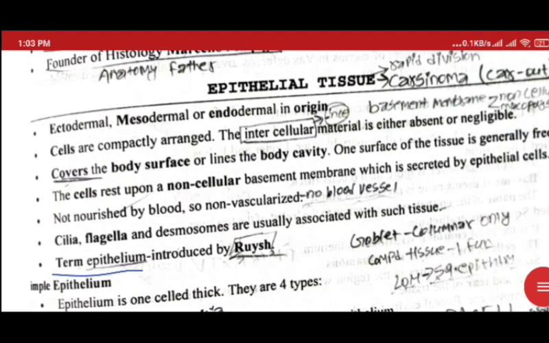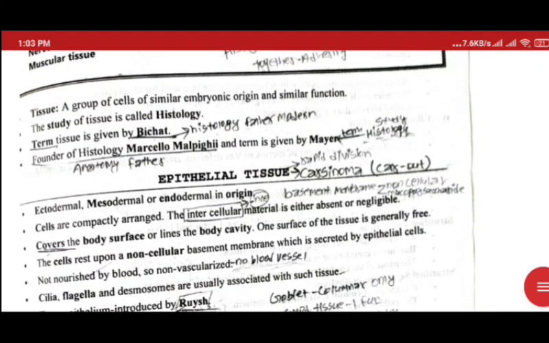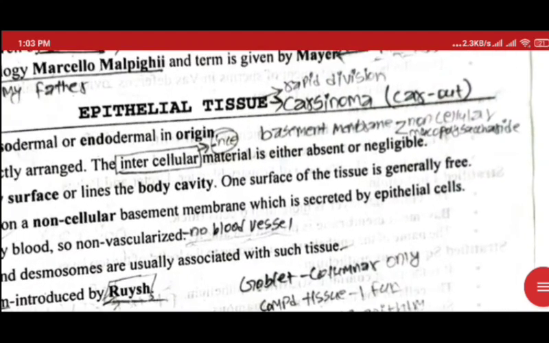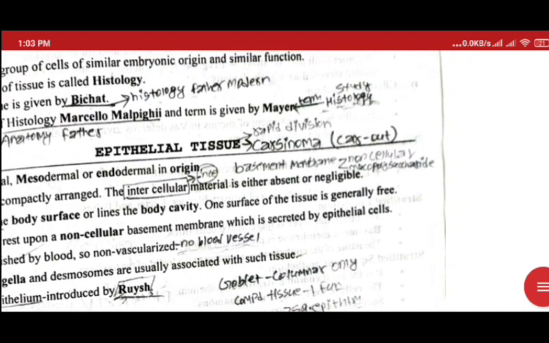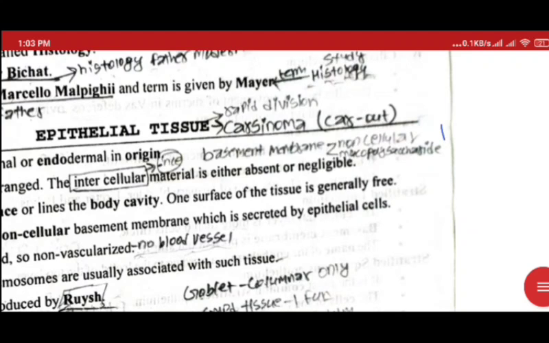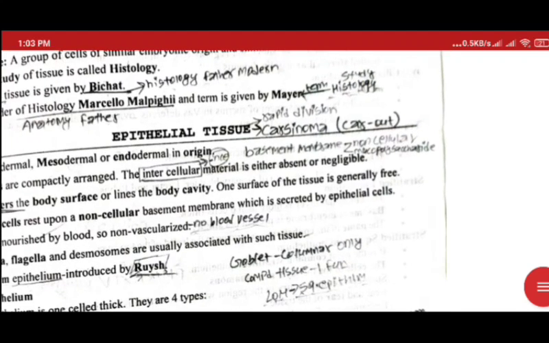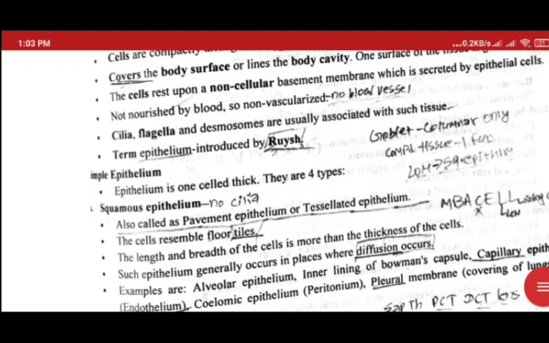Now here in the note, additionally I have mentioned carcinoma. Epithelial tissue cancer, or skin surface cancer, is called carcinoma. You should remember this. Also, the basement membrane is non-cellular and is made of mucopolysaccharide. Mucopolysaccharide is a type of carbohydrate.